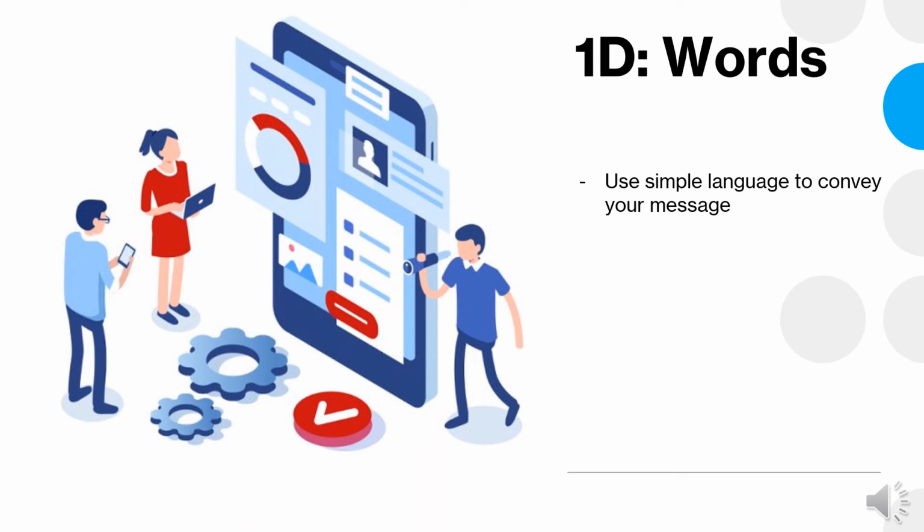The first dimension is words. Would your users understand the words that you're using on your system? For example, would they understand the acronyms that you are using on your system? And the majority of the time, acronyms can be very confusing to users, and some users may not be aware of the acronyms that you are using.